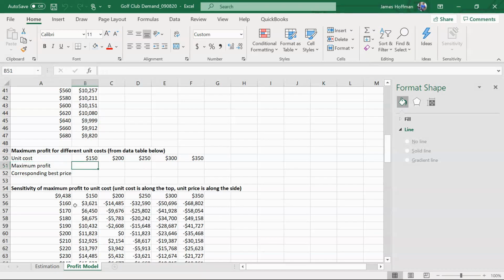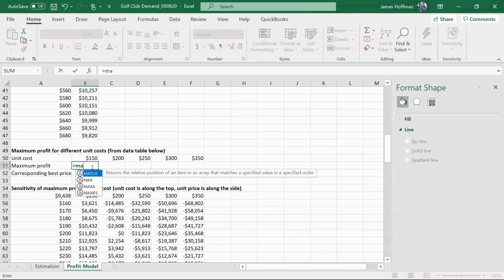Okay? So to find that, we can use the maximum function. In B51, we can just type in equals. Choose the max function, and then select this whole area under the 150, like this.